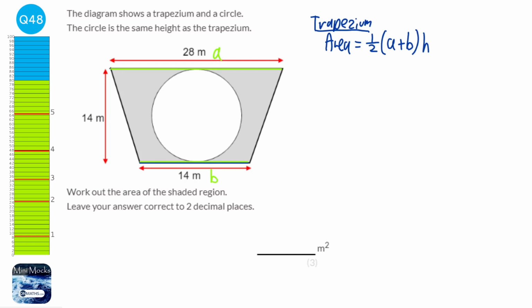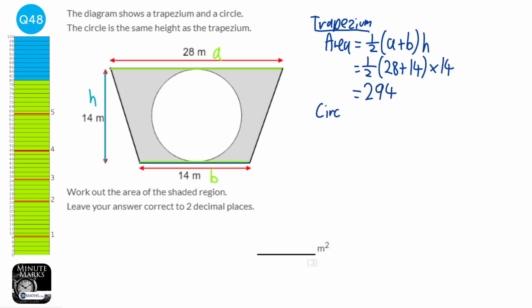And then the h is the perpendicular distance between them. So perpendicular means it hits it at right angles, so that's what we've got here. So the area would be half times a, which is 28, plus b, which is 14, times the height, which is 14. And so that would be 294.